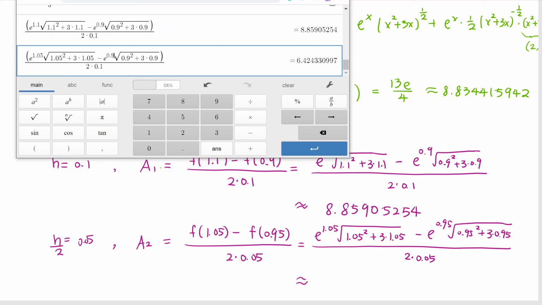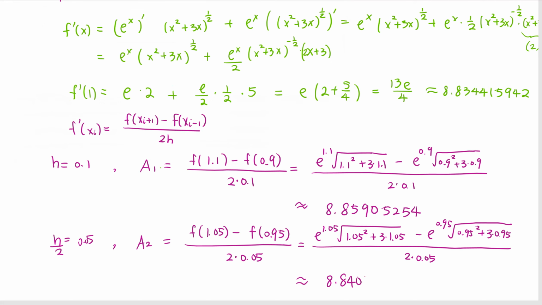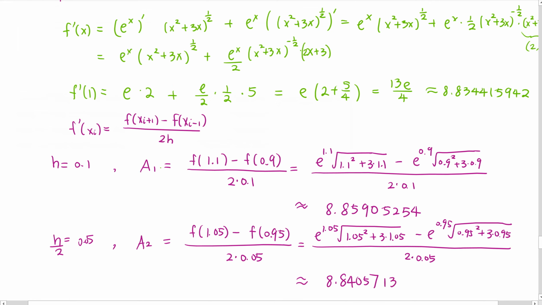And 0.9 by 0.95. And 0.1 by 0.05. Okay, 8.84057, 8.84057, and then 1366, 1366. See, it's closer to our true value.